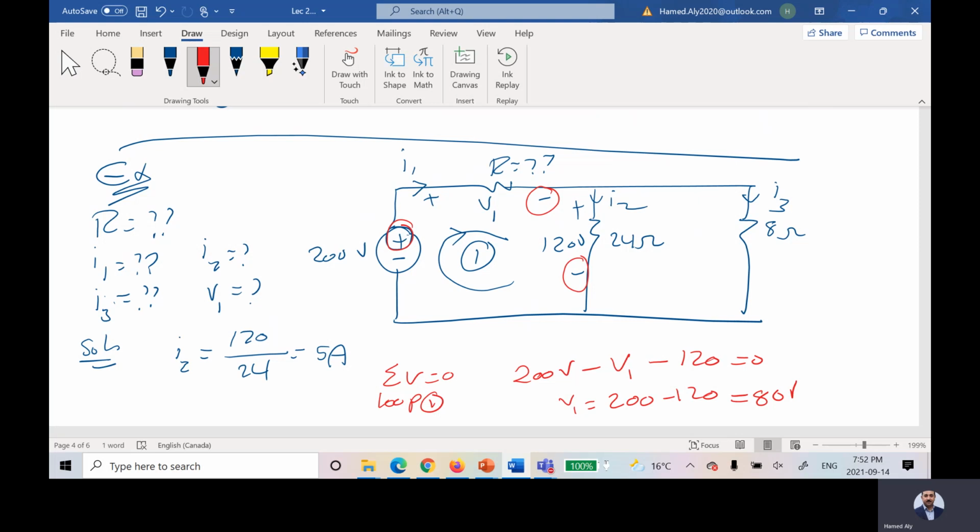Now, can I calculate R based on that? Unfortunately, no, because I don't know R. I'll leave that. What about loop number 2? I can say summation of the voltage for loop number 2 is equal to 0. So this is the direction of the current. I have positive, negative. Which sign would you like to keep? I will keep the second sign while I'm rotating clockwise.